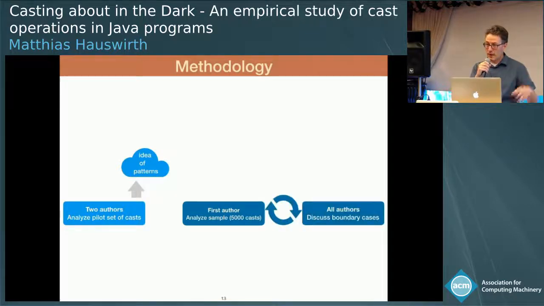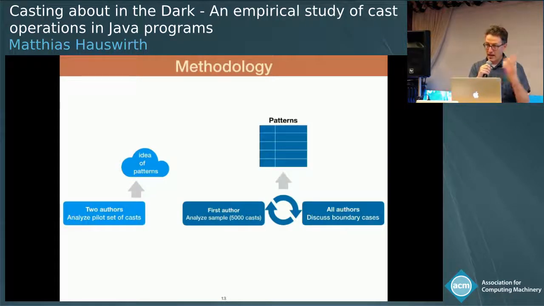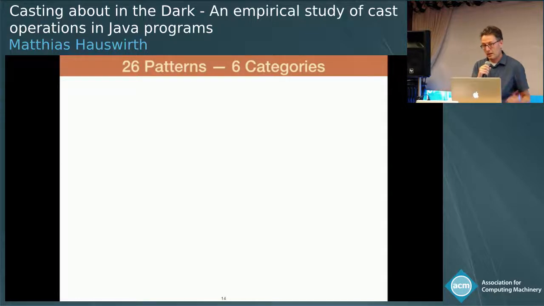And every week we had meetings together where he came and said, I saw some that I can't really classify. Could we discuss them? Also, we discussed merging patterns or breaking patterns into different patterns or renaming patterns in those weekly meetings. In the end, after this phase, we had a table of 26 patterns. And now for the paper, we grouped them into 6 categories.